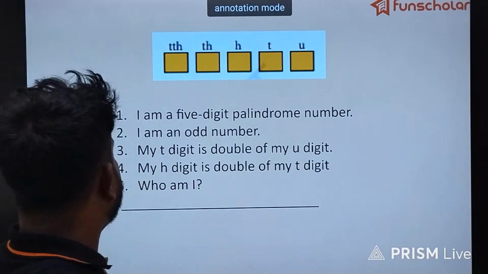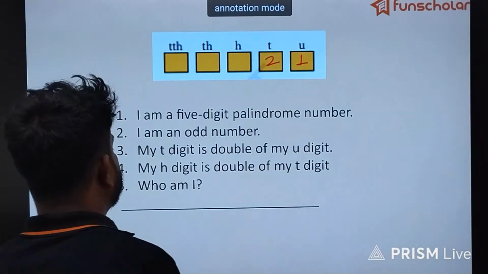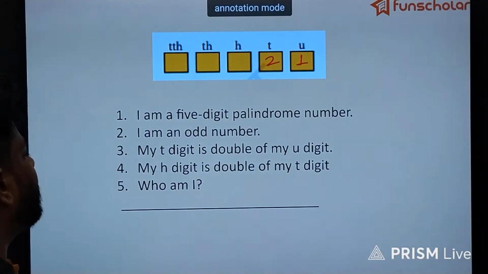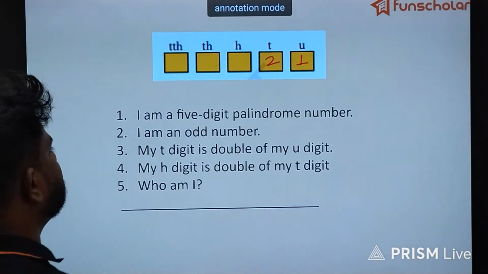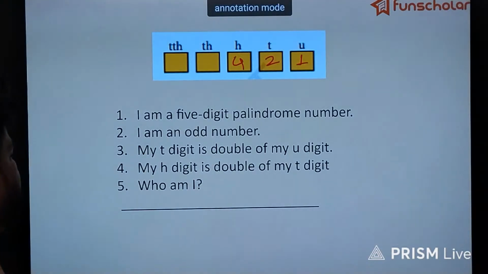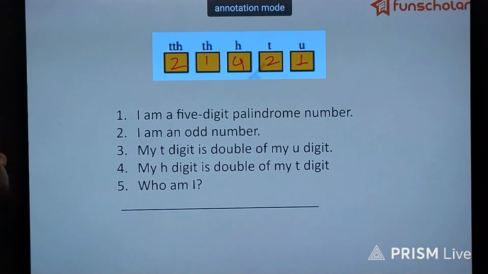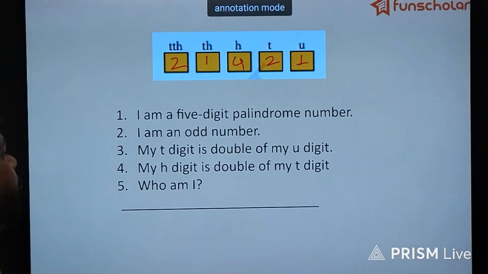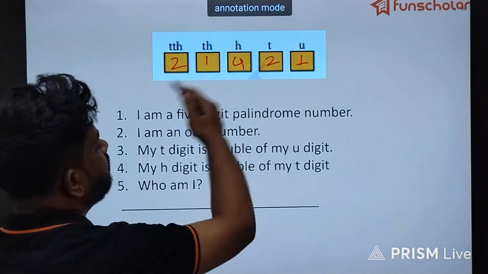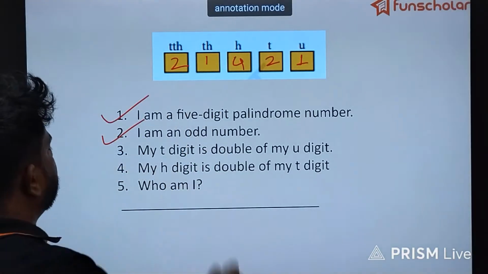So let's try it. My T digit is double of my U digit. If I take this, my H digit will be double of my T digit. Okay, and they have 1, 2, 4. So if I take 2, 1, it will be 1, 2, 1, 4, 2, 1. So look at this, it will be a palindrome number. Okay, so all conditions are verified.